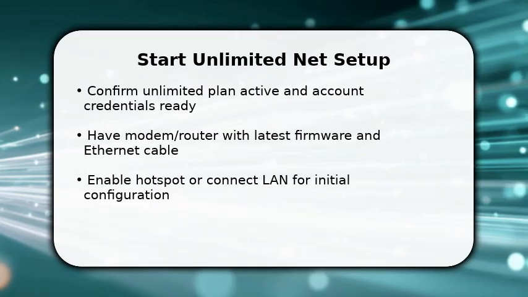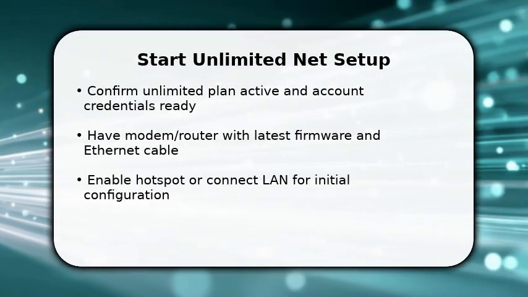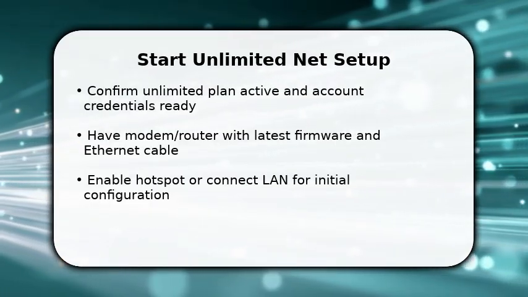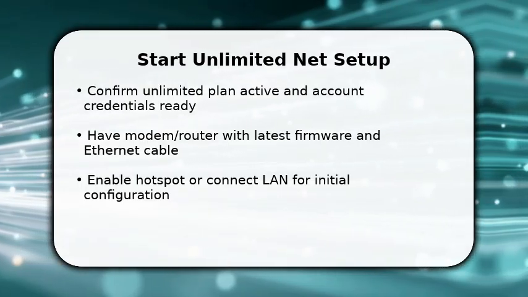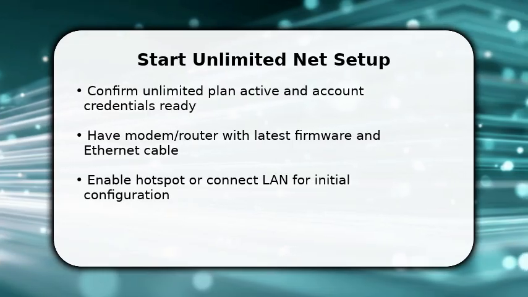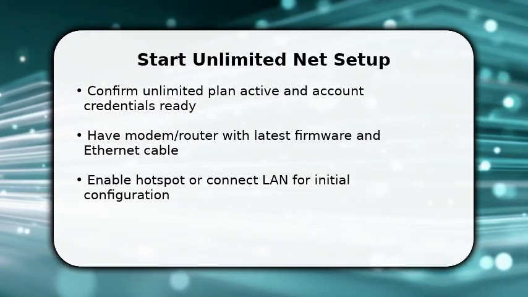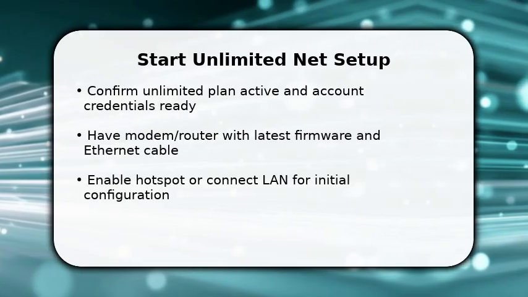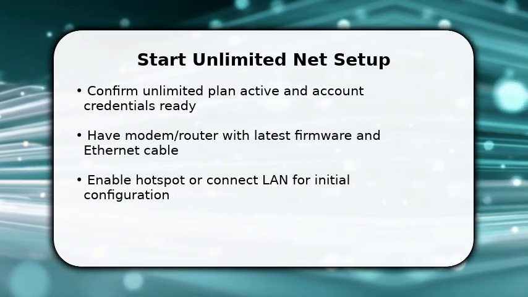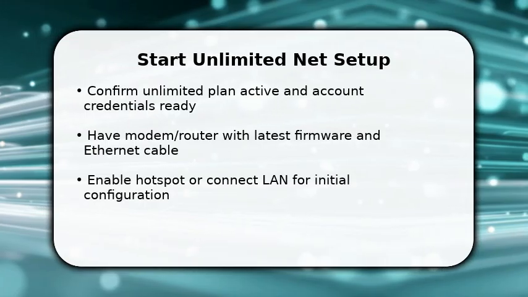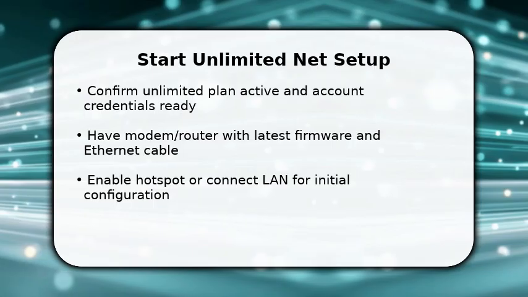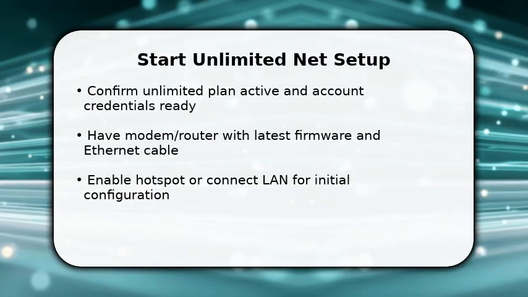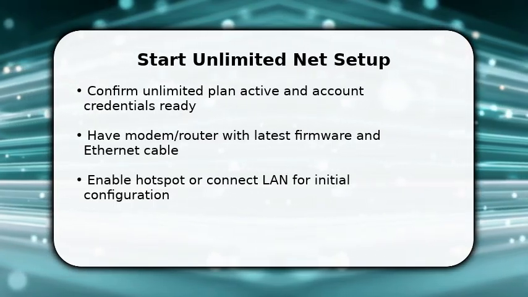You begin by verifying your unlimited plan is active and you have login credentials. This saves wasted steps. Next, plug the modem into power and Ethernet. Use a direct connection to your router for stability. Once done, access the router's admin page with the provided IP address and sign in. If you need a hotspot, enable it now on your device and confirm signal strength. These first actions set a reliable baseline for higher throughput and fewer interruptions.